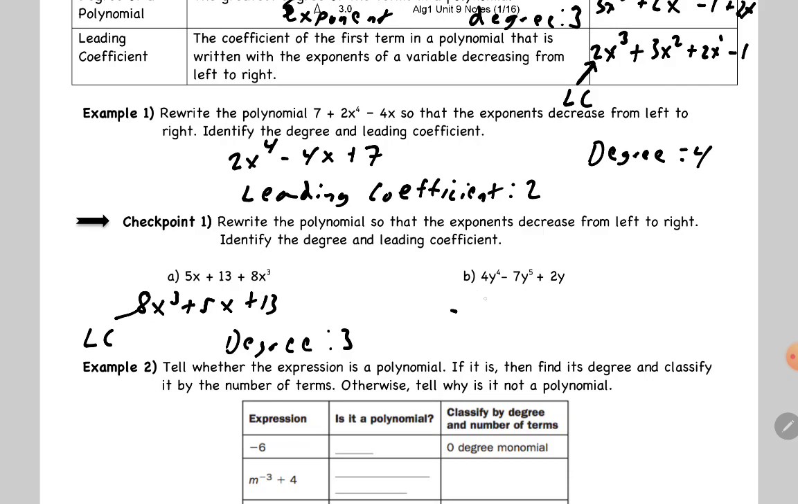So this is negative 7y to the 5th plus 4y to the 4th. So you've got to be careful. You want to make sure you attach your signs. See, the minus sign is in front of the 7 here, so that becomes a negative 7y. And then plus 4y to the fourth plus 2y. The leading coefficient is negative 7. And the degree, the highest exponent here, is 5.